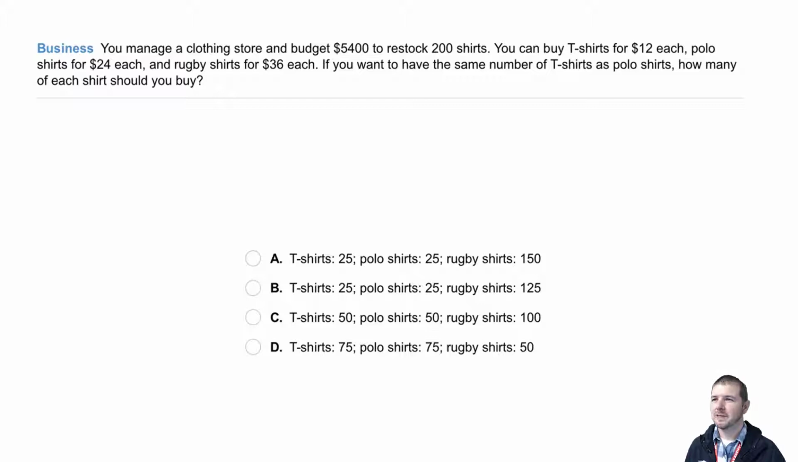Your turn. Business. You manage a clothing store and budget $5,400 to restock 200 shirts. You can buy t-shirts for $12 each, polo shirts for $24 each, and rugby shirts for $36 each. If you want to have the same number of t-shirts as polo shirts, how many of each shirt should you buy?